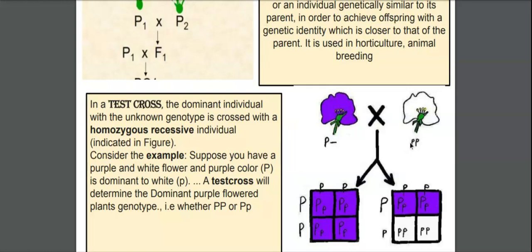So white flowered is recessive. So recessive, we know the genotype small p, as we have already studied that recessive is always homozygous. And in order to find out what are the offsprings from this cross, you draw Punnett squares. This again we have already covered in the previous tutorial.